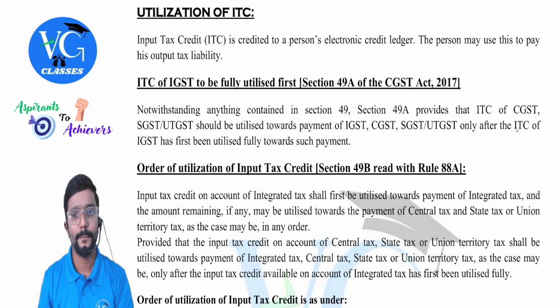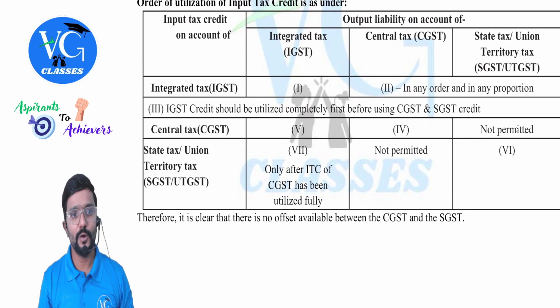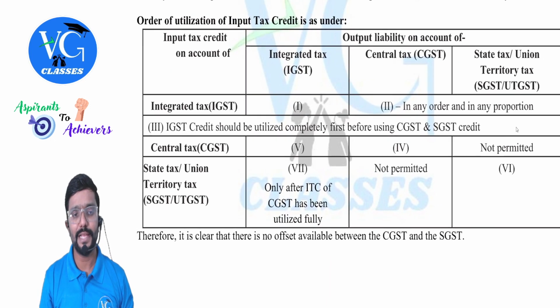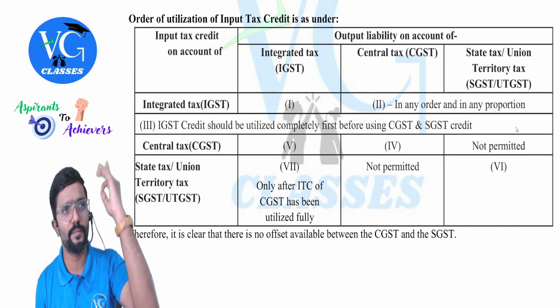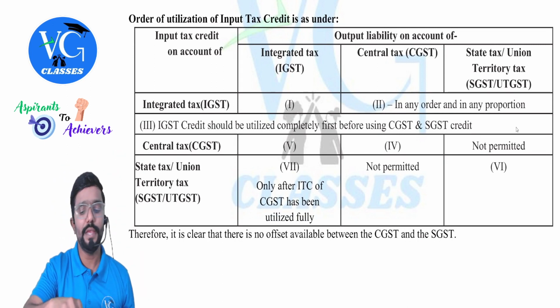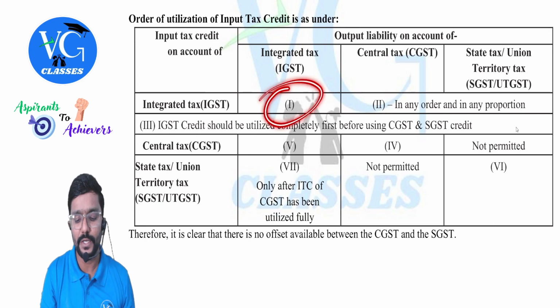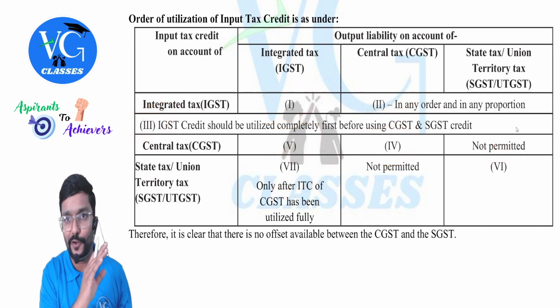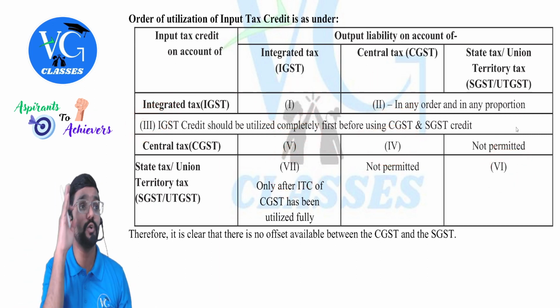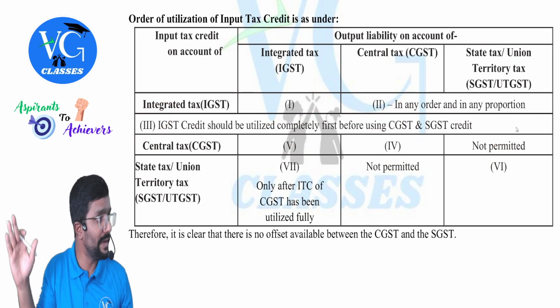Okay, sir. Before reading this, let me go to this table. I have made one simple table, guys, where the order of utilization of credit is given. Very, very important. Please pay attention. And you see here, I have given the numbers like 1, 2, 3, 4, 5, 6, 7. You also need to follow the same sequence while solving the questions. We need to go in the same order.